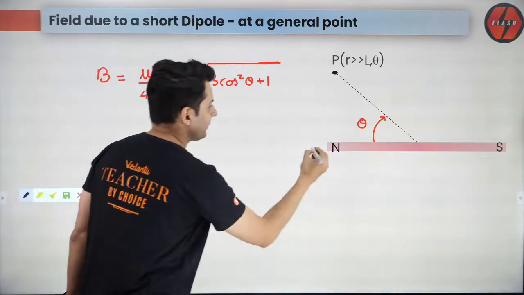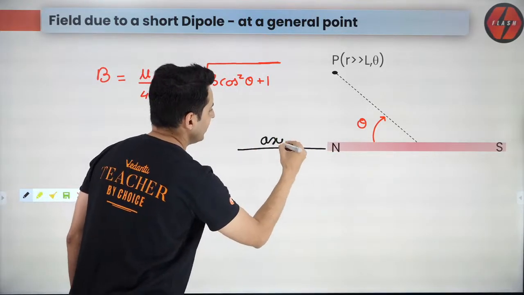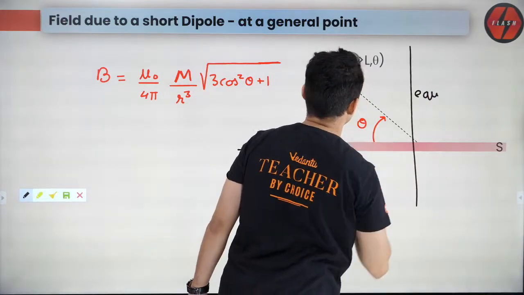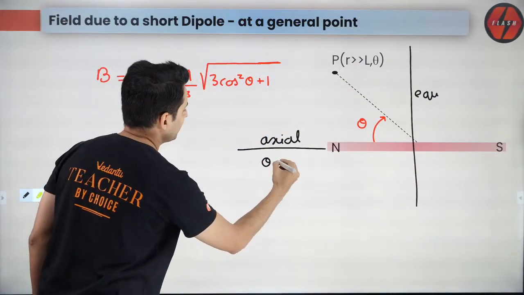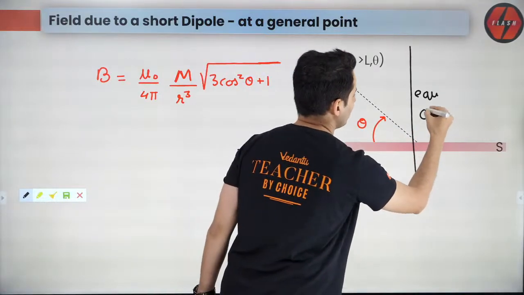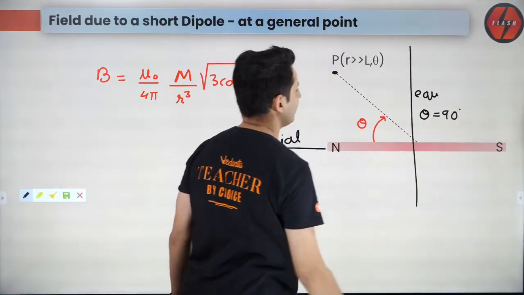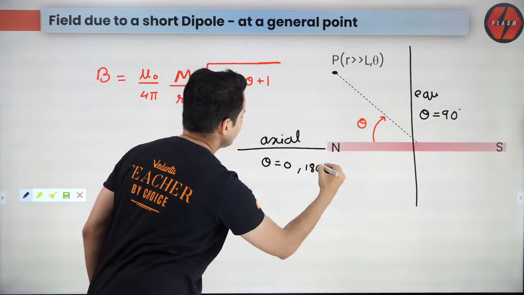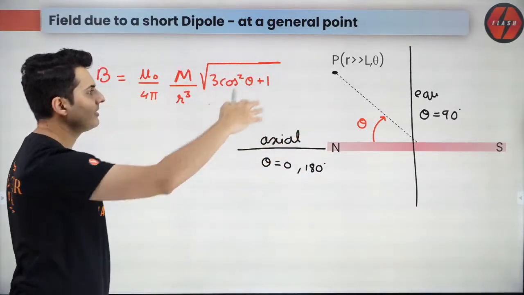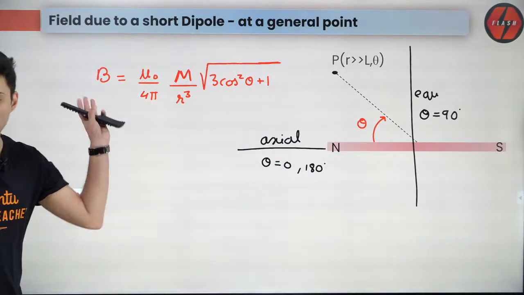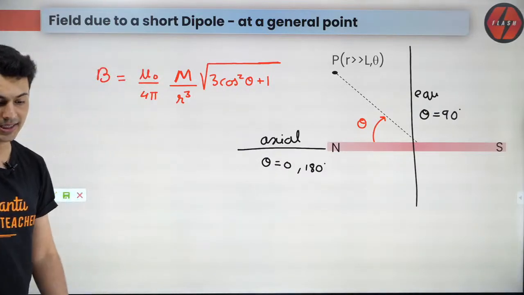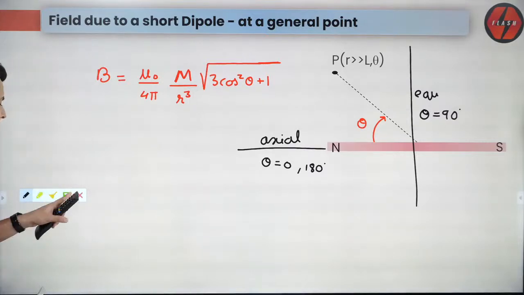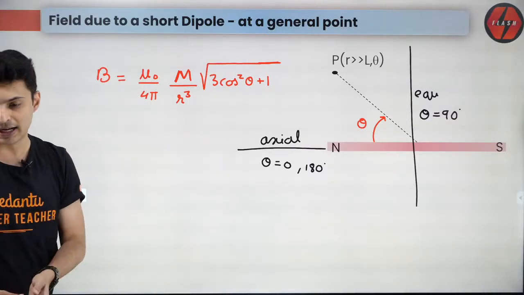And remember, this line is called the axial position, and this line was called the equatorial position. So for the axial position, put theta as 0, and for the equatorial position, put theta as 90 degrees. Now it can even be 180 degrees if you're on the other side. That's how this works. I hope you can relate the two formulas. If you study them together, you will never forget it, guys. That's the first thing, field due to a bar magnet.